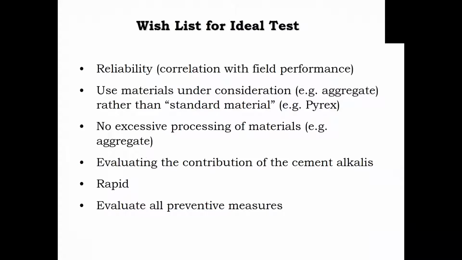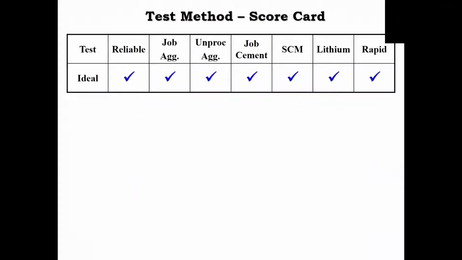If we think about what we need for an ideal test, obviously, it has to be reliable. It has to be rapid. That's a big challenge, rapid and reliable. We need a test that we can run on job aggregate, unprocessed if possible. It needs to be sensitive to the alkalis provided by the cement, so we shouldn't be augmenting the alkalis. It needs to be able to measure the efficacy of SCMs and even lithium in terms of controlling expansion.